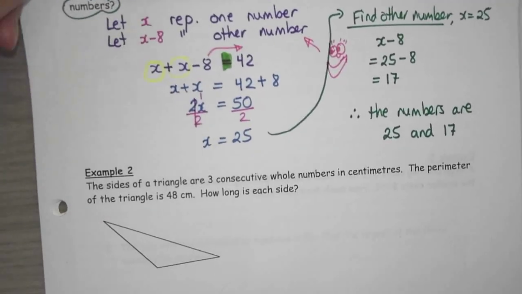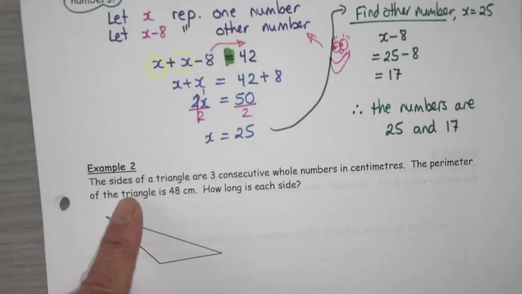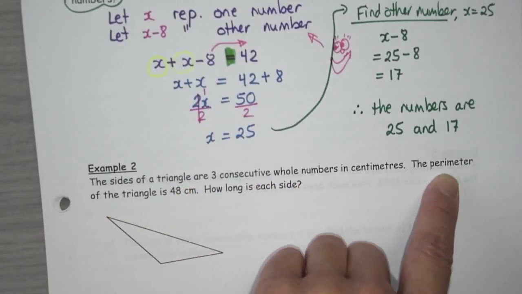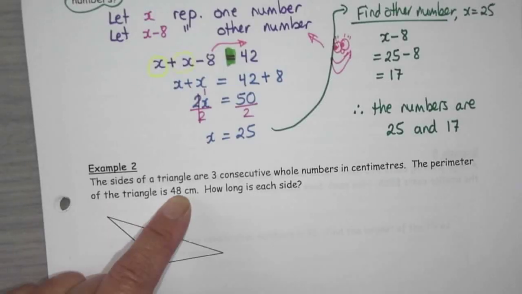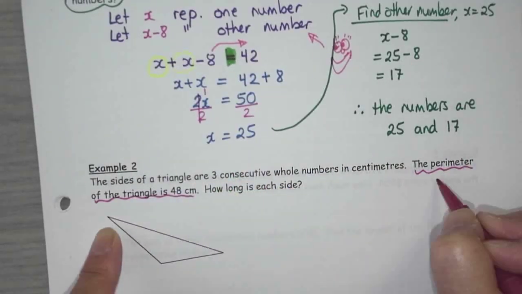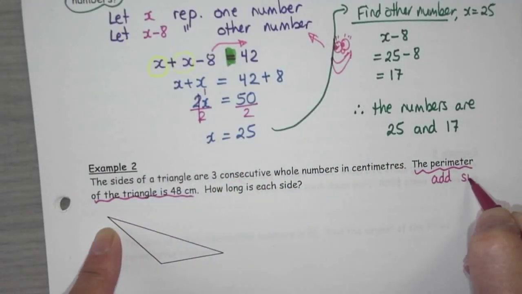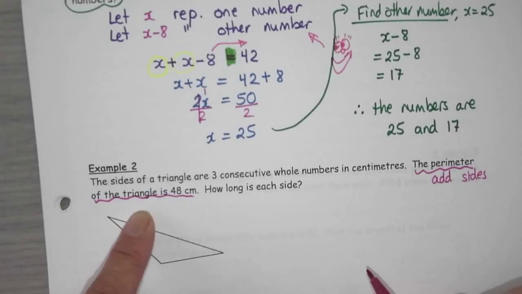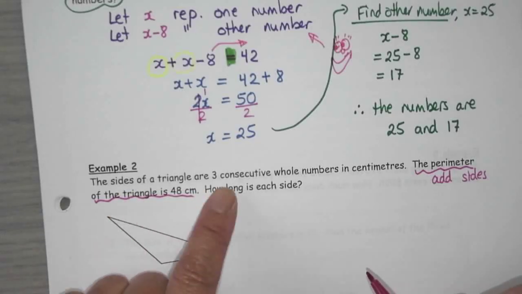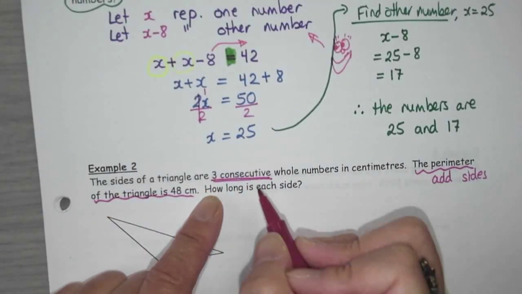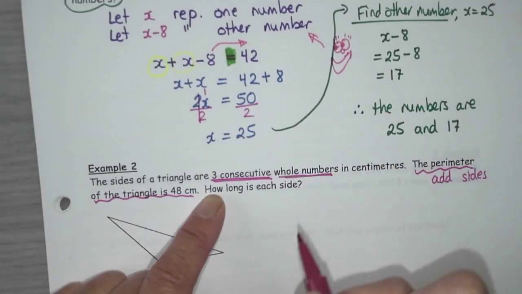This next one here, the sides of a triangle are 3 consecutive whole numbers in centimeters. The perimeter is 48. We assume that you know words like perimeter. Perimeter is when you add the sides together. Okay, add the sides. So that'll equal 48. Consecutive, we also need you to know the word consecutive. Consecutive, and whole numbers. We learned this in the original chapter.